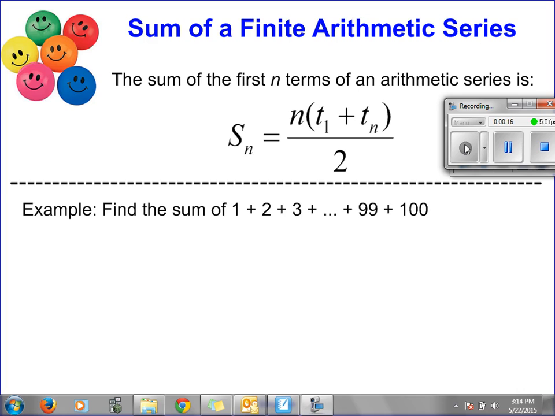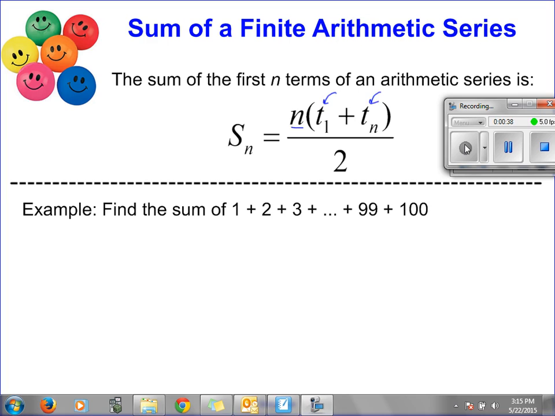It's saying that S sub n, the sum of our n terms, is going to equal n, the number of terms, times your first term plus your last term, and then all of that divided by 2.